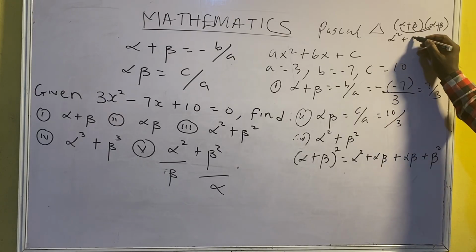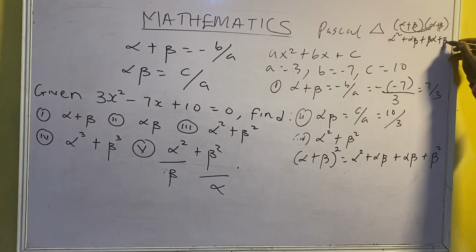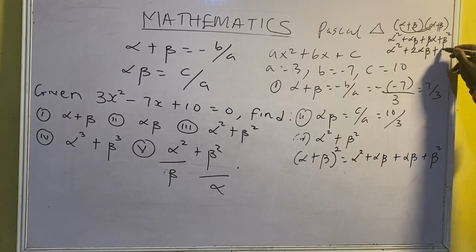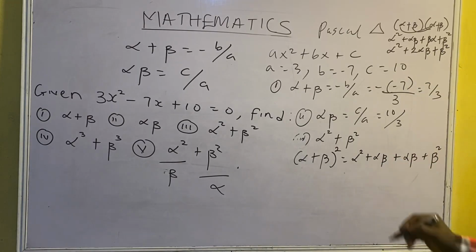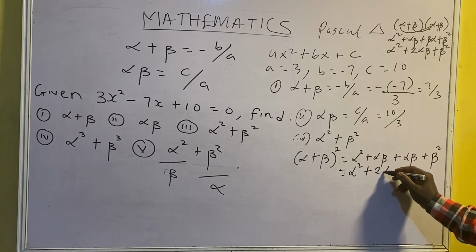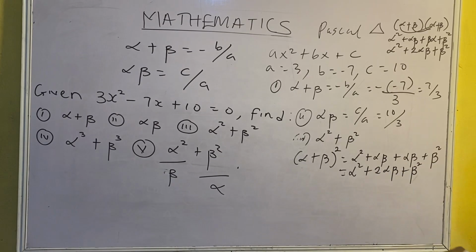So you have this, and then you have this. So at the end of the day, you have 2 alpha beta and beta square. So that's it. So this will give you alpha square plus 2 alpha beta plus beta square.